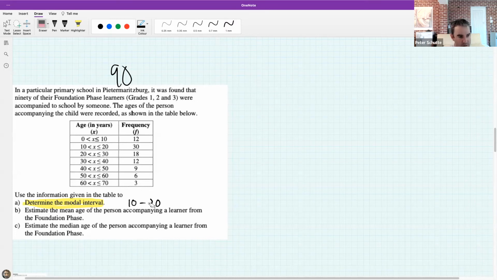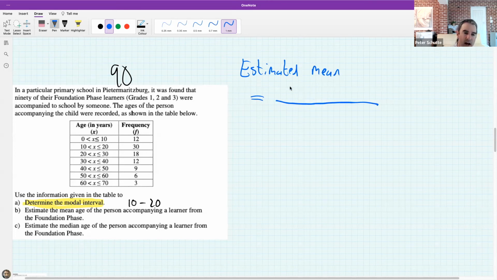Perfect. Now I want you to find the estimated mean age of the person accompanying a learner from the foundation phase. So all they're basically saying is, find me the estimated mean. From earlier on, what we know is there was a top bit and a bottom bit. I want to ask you guys, what is the value of the bottom part of this calculation? When I calculate the estimated mean, the bottom part is going to be simpler than the top. What's the bottom part going to be? Okay, it's clearly going to be 90 because there are 90 people involved in this calculation.